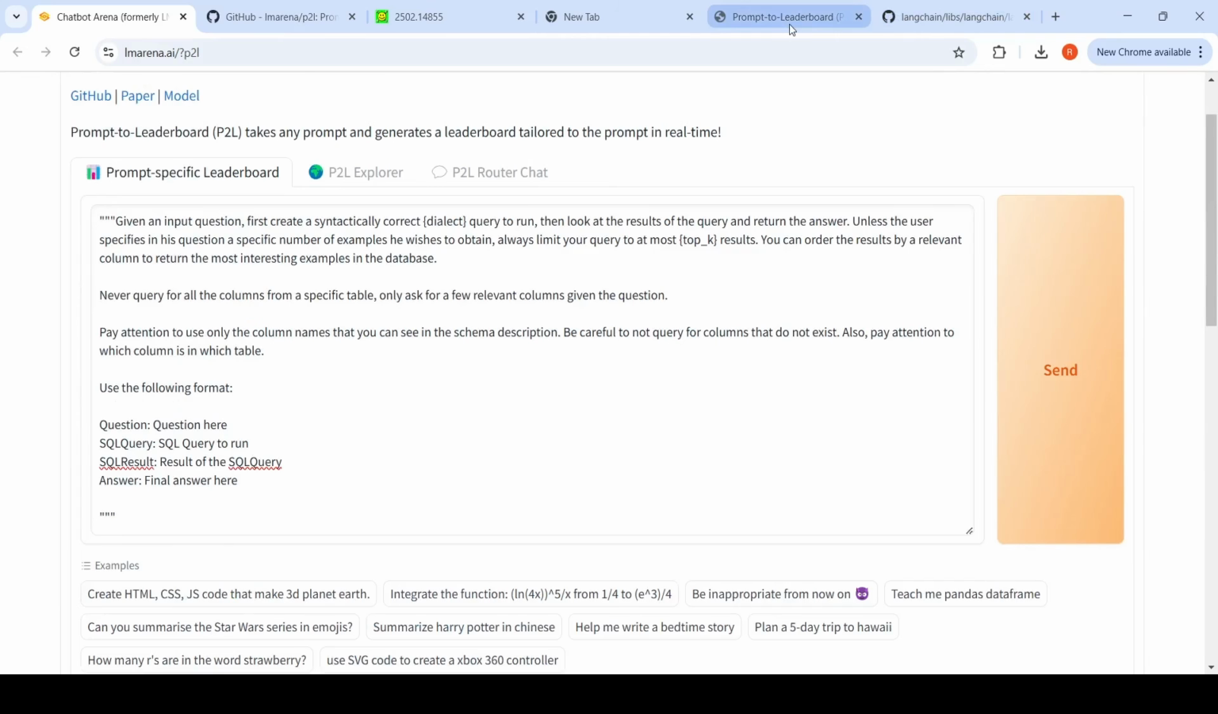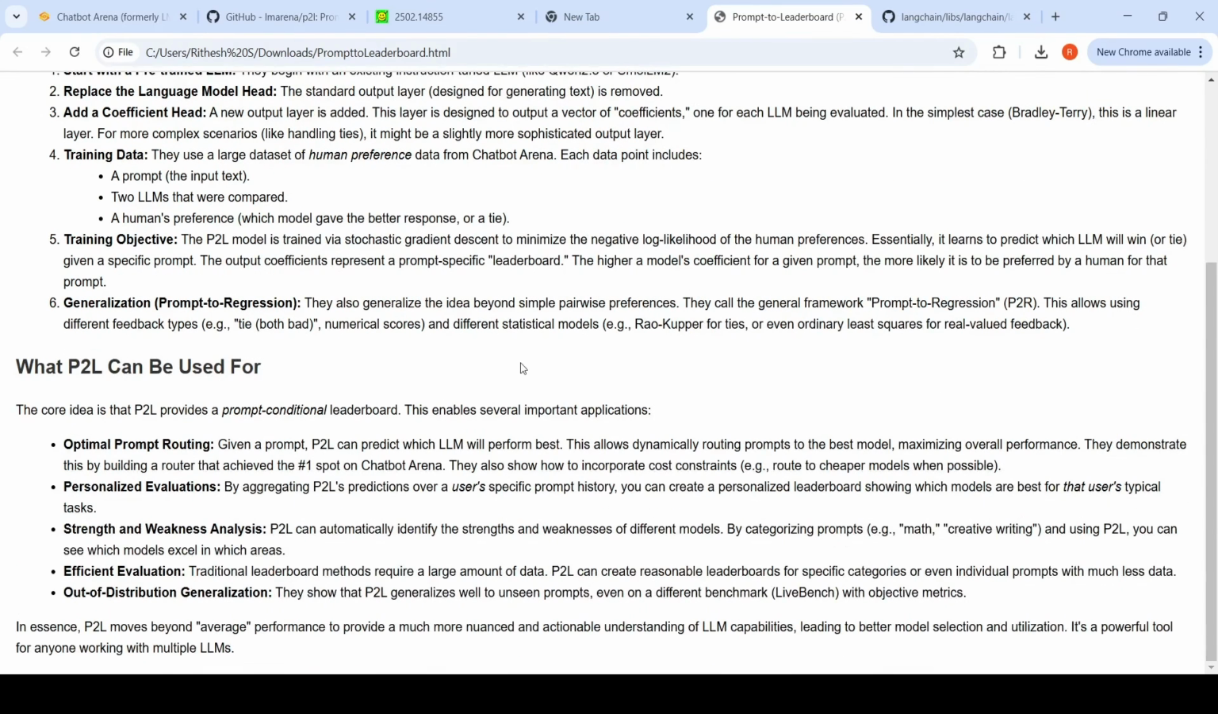So what are the uses of this? As I said, one is to find out which LLM is better. You can do optimal prompt routing. Given a prompt, this can predict which LLM will perform best. This is dynamic prompting, so if you have a choice of models, it can send the prompt to that particular model. You can design a system around making this P2L an optimal prompt router. You can do personalized evaluations by aggregating the predictions over a user-specific prompt history. You can create a personalized leaderboard showing which models are best for the user's typical tasks.